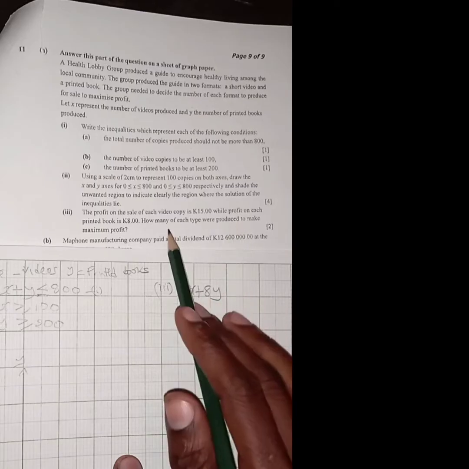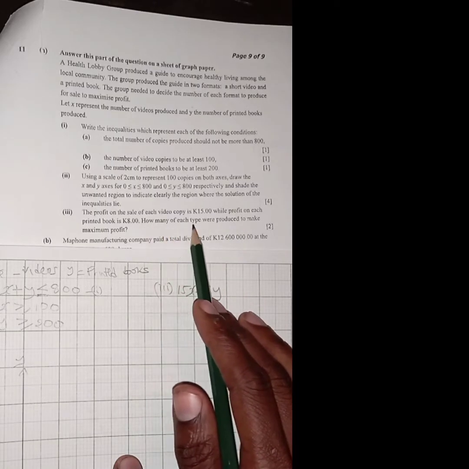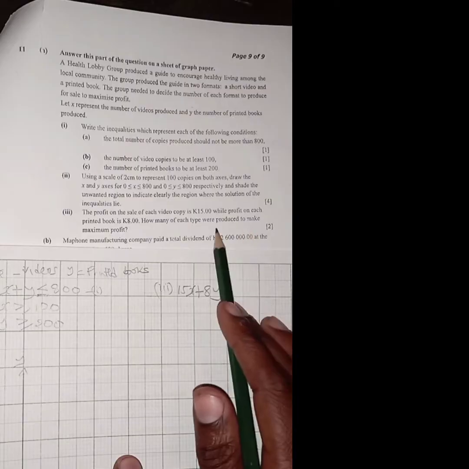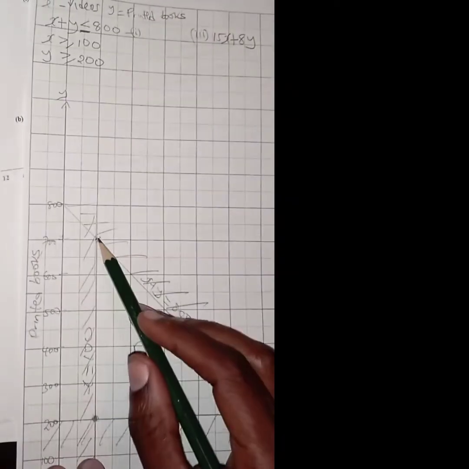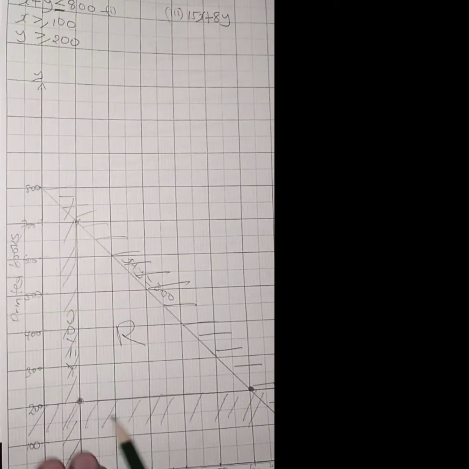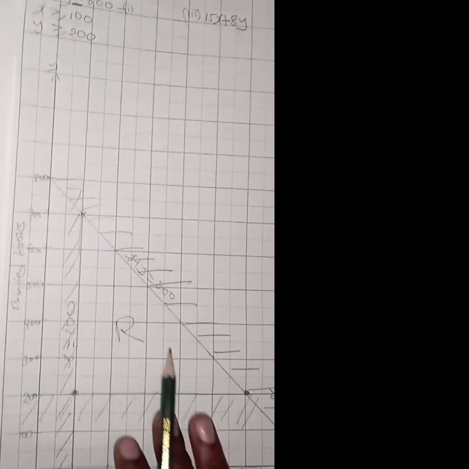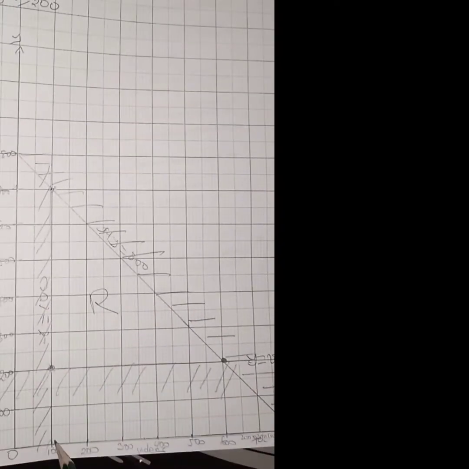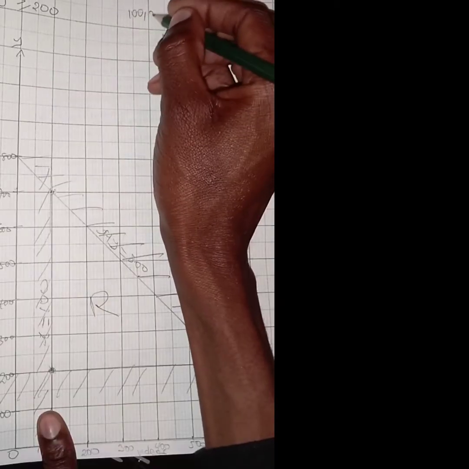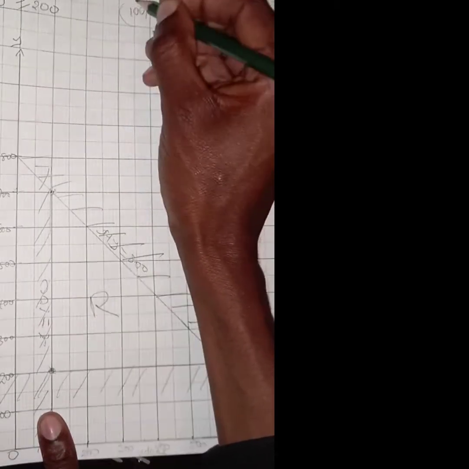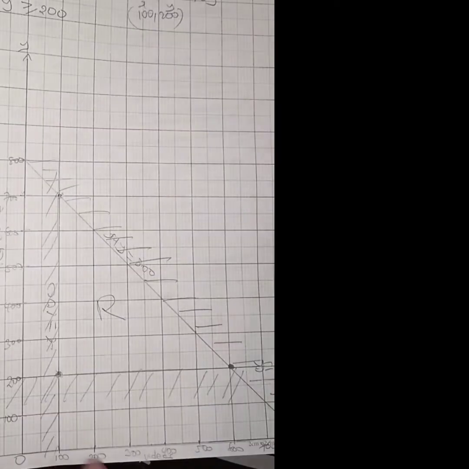Okay, we read this one. How many of each type were produced to make maximum profit? So what you have to do, remember the boundaries, you need to get the coordinates here. So here we have, what's this? This is 100 comma 200. This is our x value, our y value, as you can see.